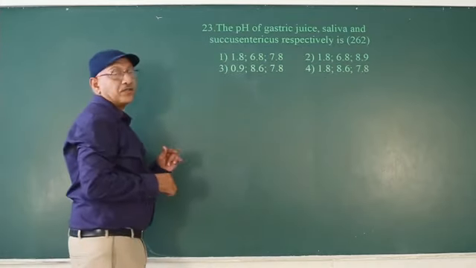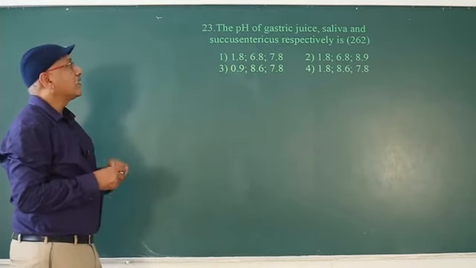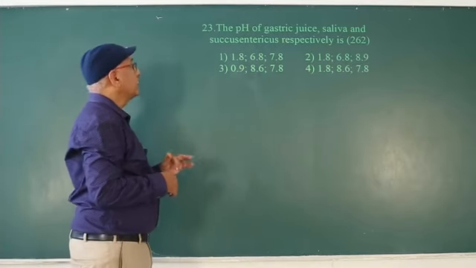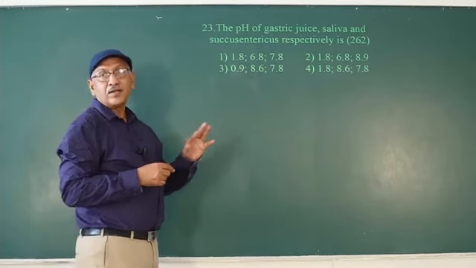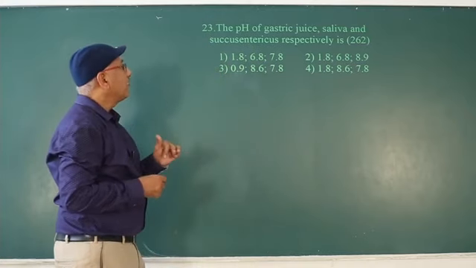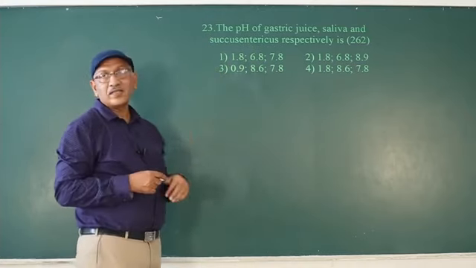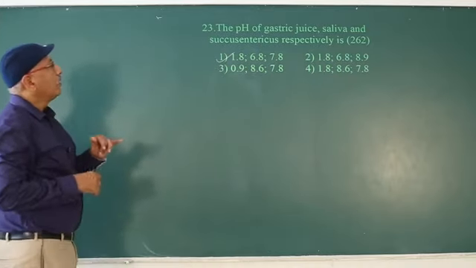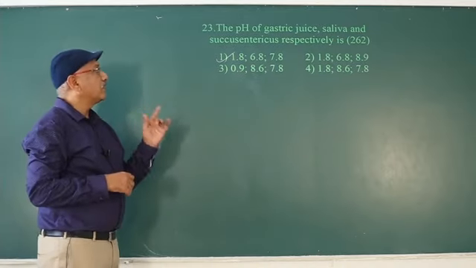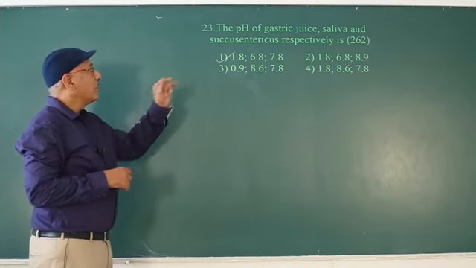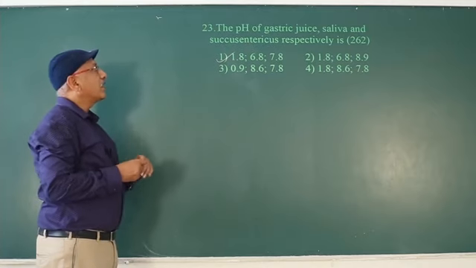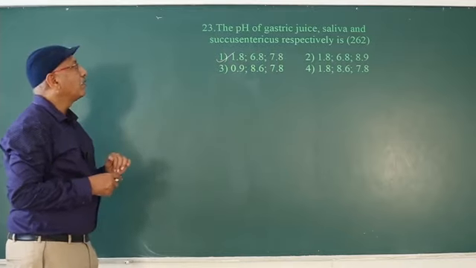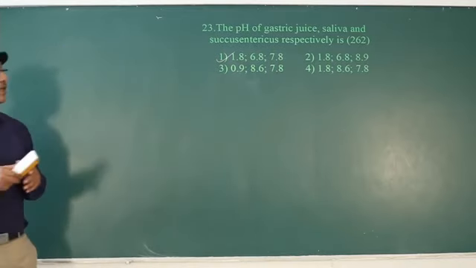The pH of gastric juice, saliva, and succus entericus, intestinal juice, respectively. The pH of gastric juice is 0.9 to 1.8, saliva 6.8, succus entericus 7.8. So the first one is the answer. pH of gastric juice 0.9 to 1.8, saliva 6.8, intestinal juice 7.8 and pancreatic juice 8.4. So next question.